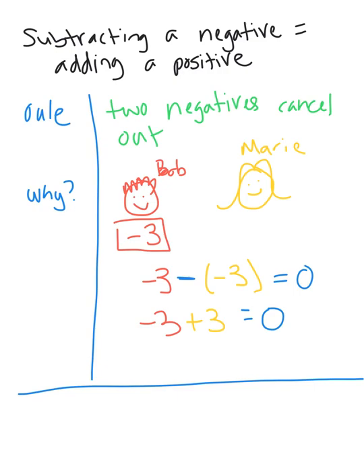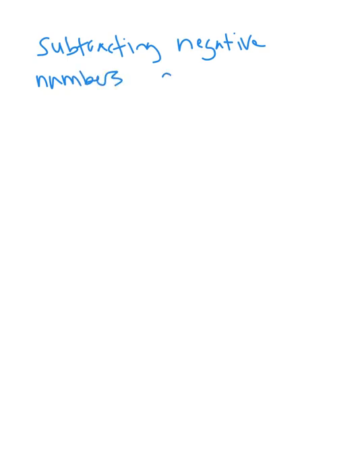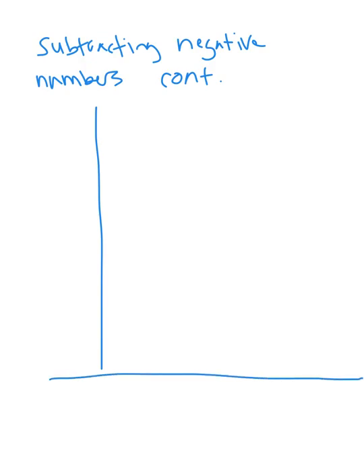Let's look at a couple examples, and I've run out of room. You probably haven't, so I'm going to just go ahead and go to my next page. You do not have to go to your next page if you're not ready, but you may if you want to. So I'm going to write subtracting negative numbers continued at the top. Remember, continued, I can just do CONT with a dot. I'm going to set up my Cornell notes again, and I'm going to do one example.